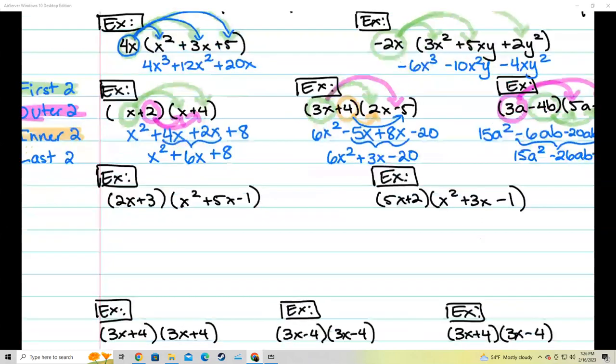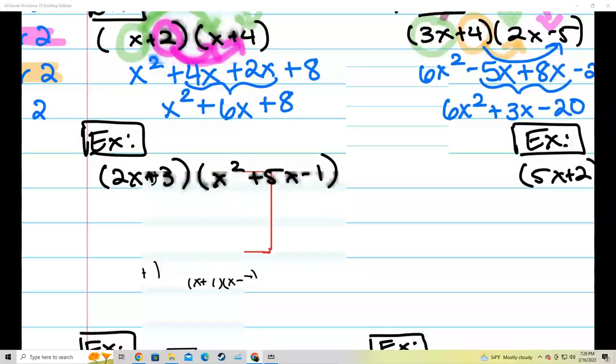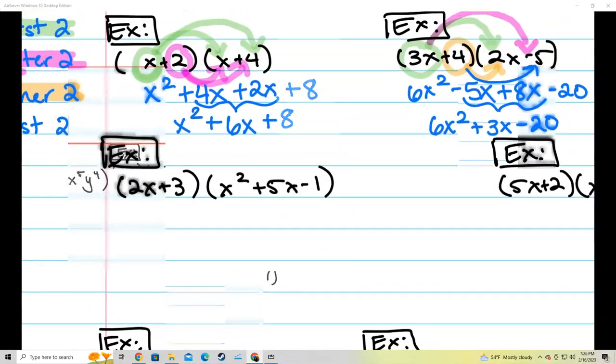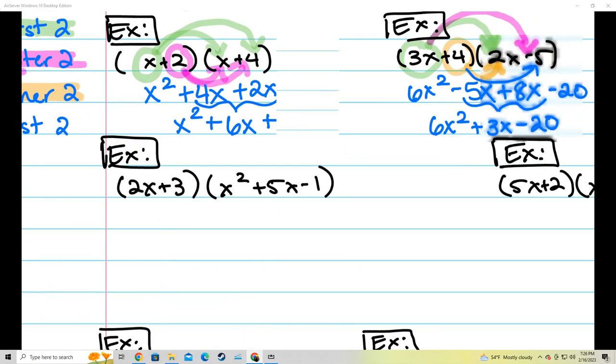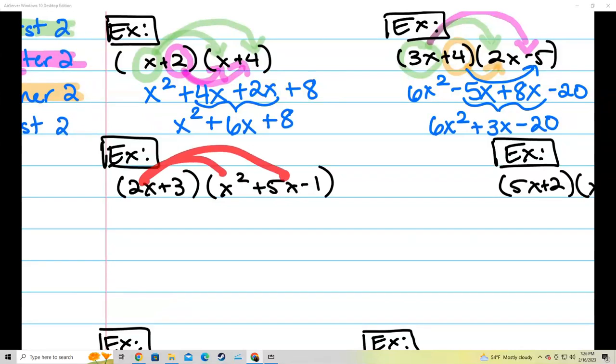The advantage to distributing as opposed to foiling is that it'll work no matter the case. So for example, FOIL only does 4 things, but I know when I do my arrows here, I need 6 things to happen. So FOIL doesn't work if you have more than 2 things. And that's why I prefer just to distribute, okay?